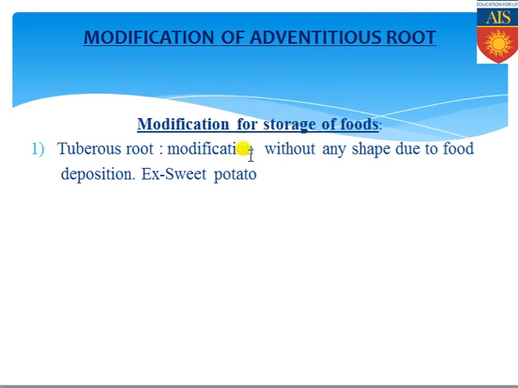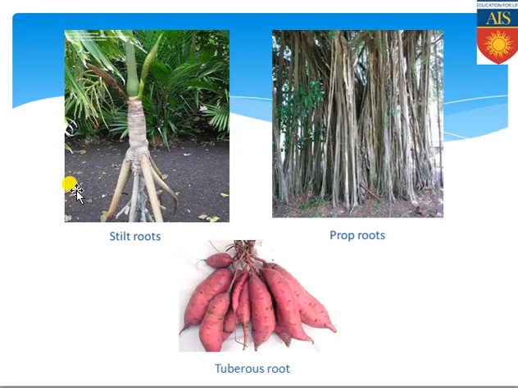So this is the modification of the adventitious root. I have told you this is the modification of the adventitious root, where the adventitious root has changed its structure and swollen due to deposition of food, and the example will of course be sweet potato. So carrot, turnip and radish are examples of the modification of the tap root due to food storage, and this will be the example of the modification of the adventitious root due to food storage. So this specific figure I have also shown you.